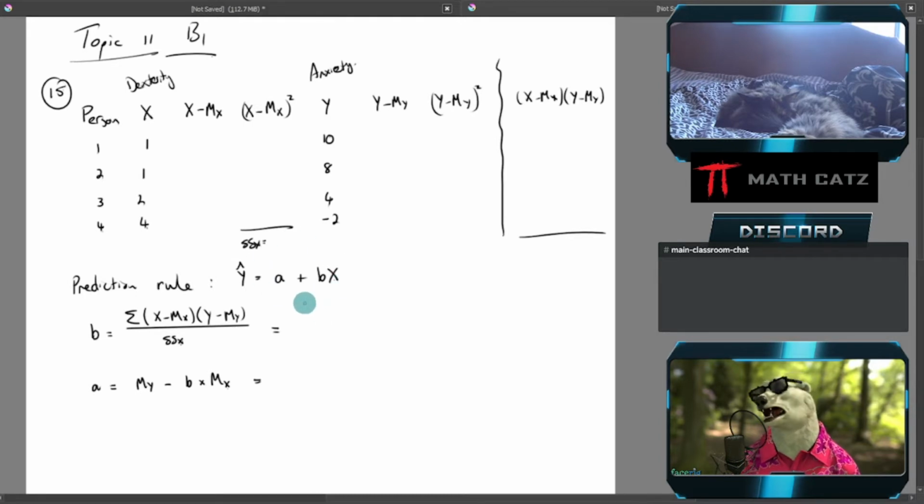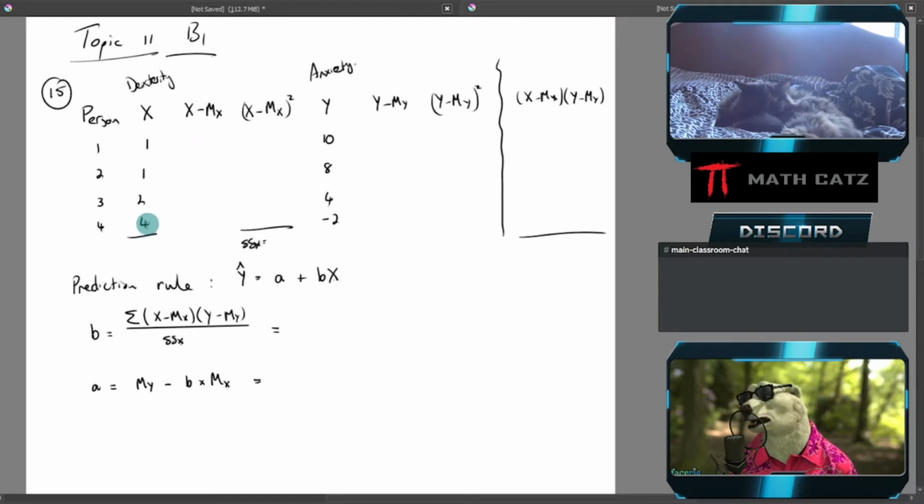If you think back in high school, this has the form y equals mx plus b, but of course the m and the b have different roles here. The slope here now is called b, and the intercept is now called a. Regardless, in order for us to get here, we need to fill in these top numbers and do some calculations, similar to when we calculated the correlation coefficient, though not exactly the same.